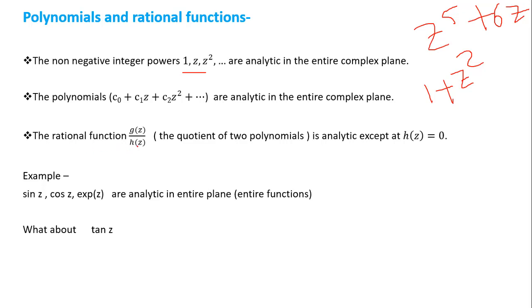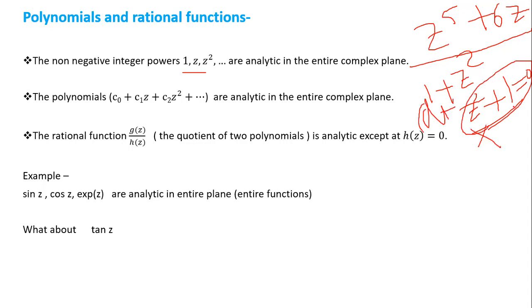Now what about rational functions? If g(z) is a polynomial and h(z) is a polynomial, then the quotient of these polynomials is analytic except where h(z) equal to 0. For example, the function z power 4 plus 6z divided by 1 plus z square is an analytic function except where z square plus 1 equal to 0. At these points, this function is not analytic. Other than that, it is analytic.